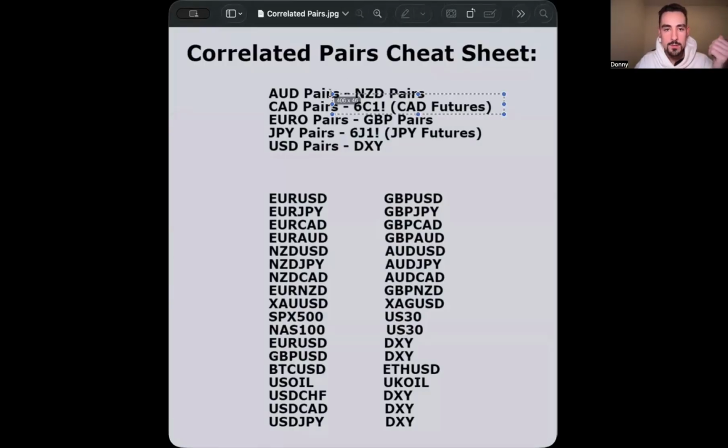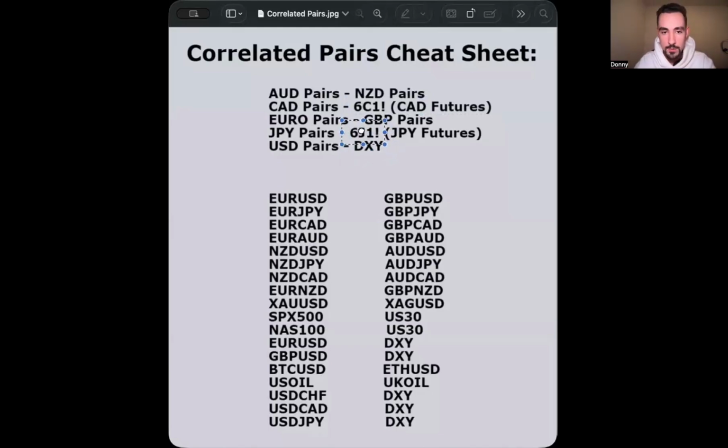So 6C1 exclamation mark is the Canadian dollar futures ticker. You know, all that fancy jargon. Simply put, it's the Canadian dollar put up against a basket of other currencies, the same way that the DXY is. So the DXY is the US dollar put up against a basket of other major currencies.